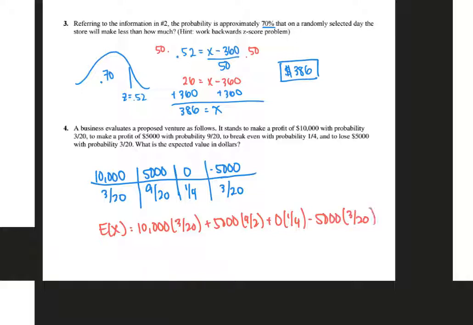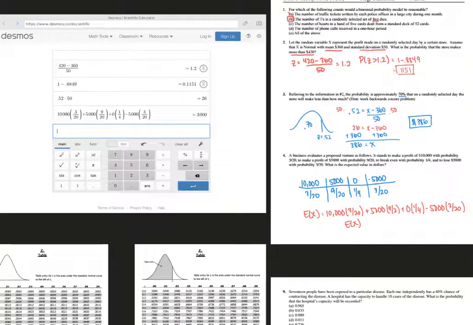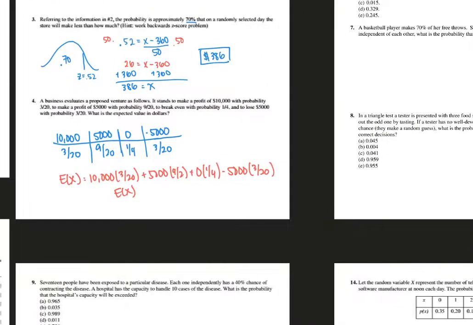So I'm going to put that in the calculator. All right, so when we put that in the calculator, we get 3,000. So the expected value for this particular venture is $3,000.